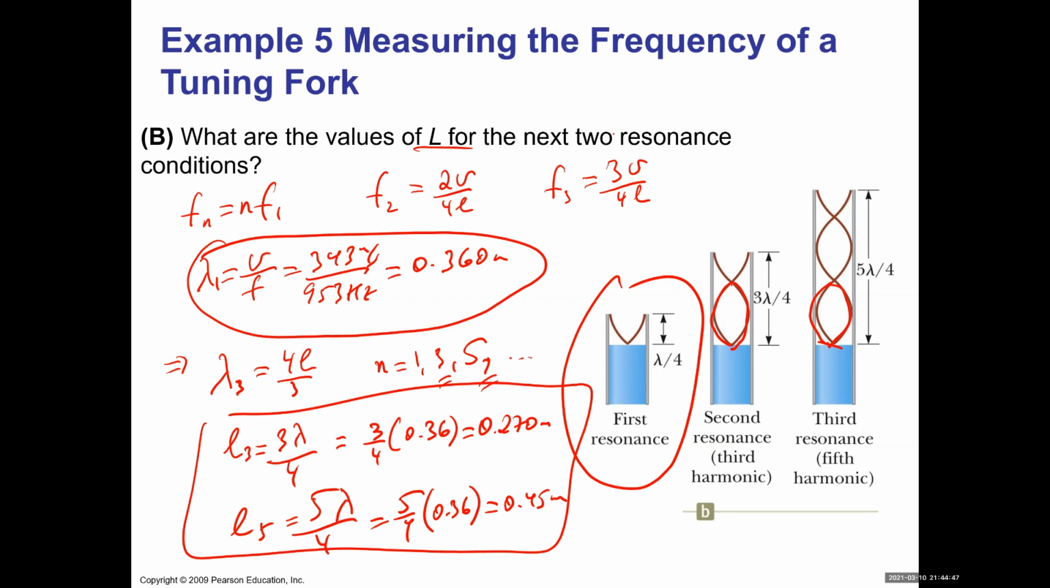That means we start at 0.36, then 0.27, 0.45, and so on and so forth. That's basically 0.27 below this level over here. So relative to the top of the tube, you go down 0.27, you have one, 0.45, you have another one, and so on and so forth.